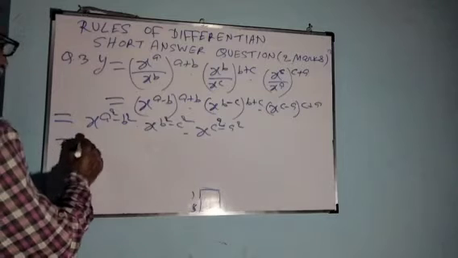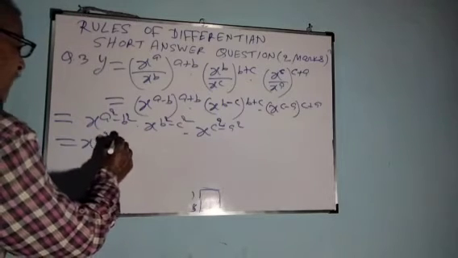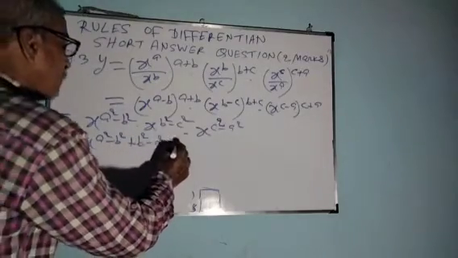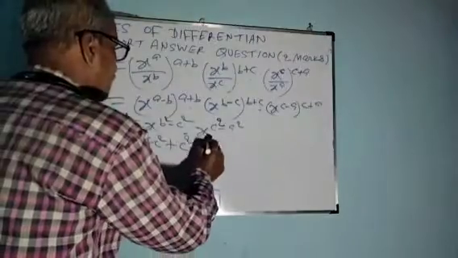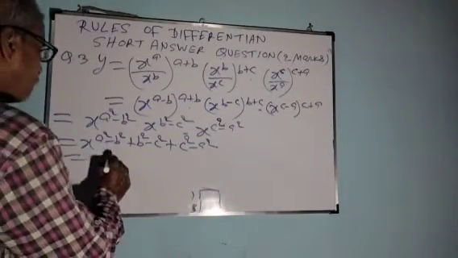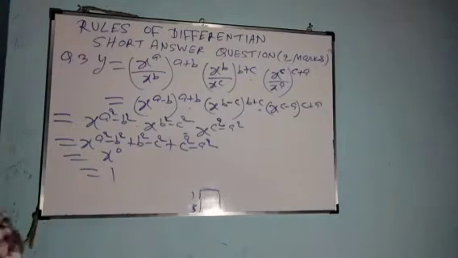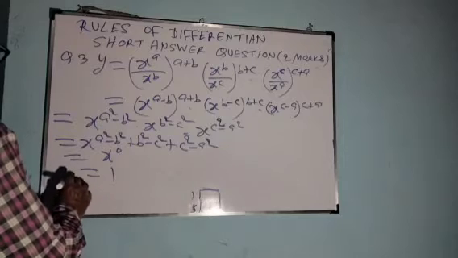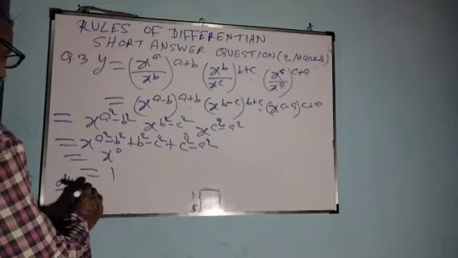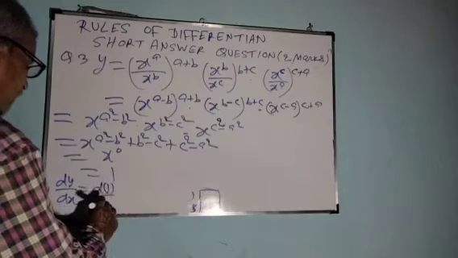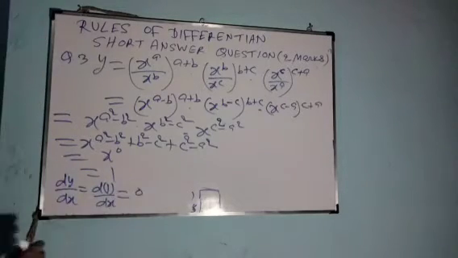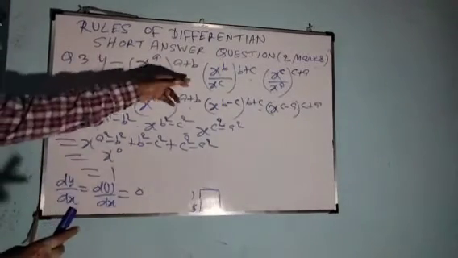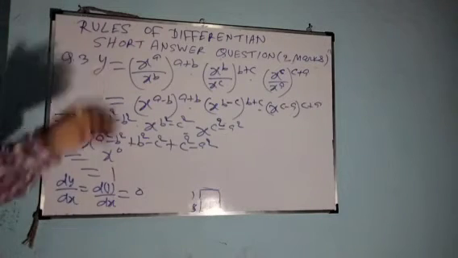This is equal to x to the power a^2 - b^2 + b^2 - c^2 + c^2 - a^2. This is equal to x to the power 0, which is equal to 1. As we know, the derivative of a constant term is 0. So dy/dx is equal to d(1)/dx, which is equal to 0. So the derivative of the function is 0. You write it in your notebook.